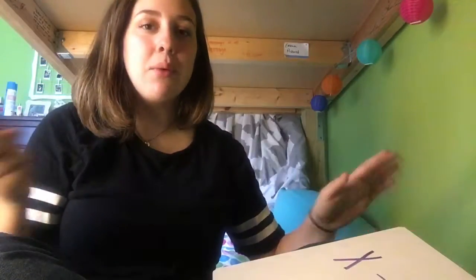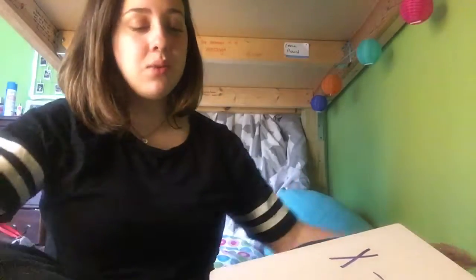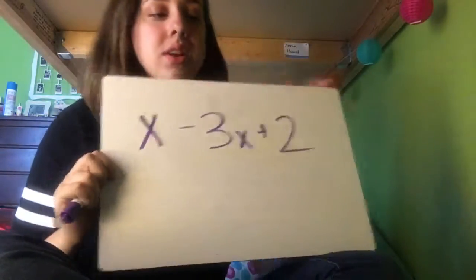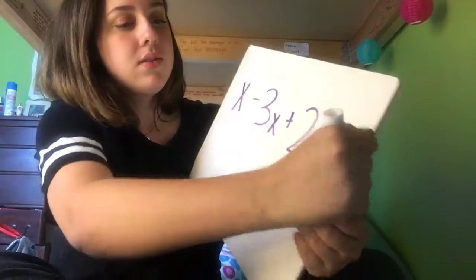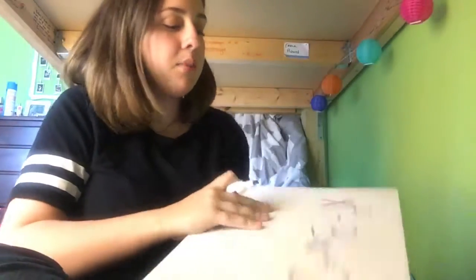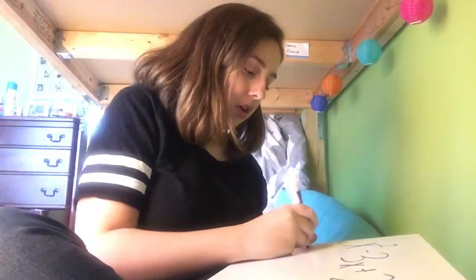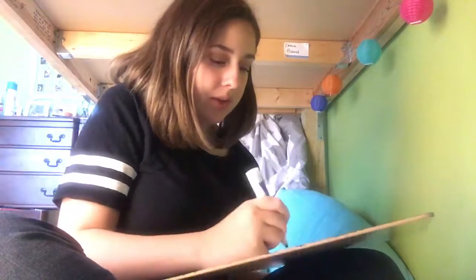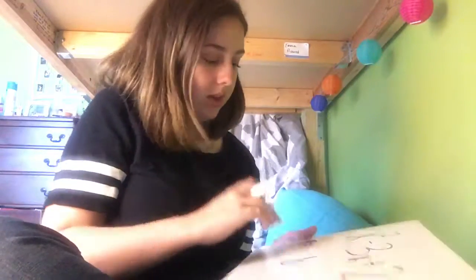Today, to start off with that, we're going to go over the different parts of a quadratic equation. So to start us off, I've written an example here: x squared minus 3x plus 2. Now the three different parts to a quadratic equation are a, b, and c.